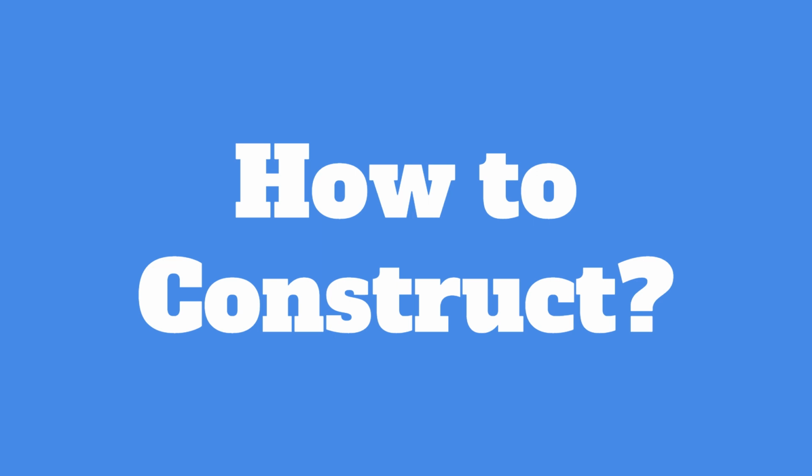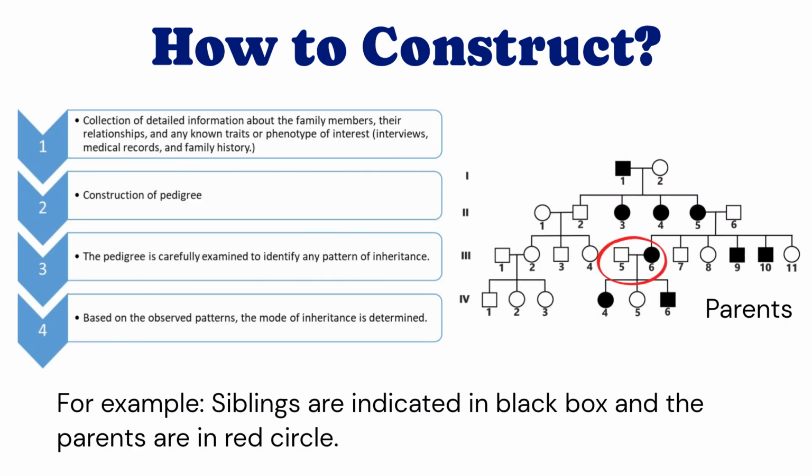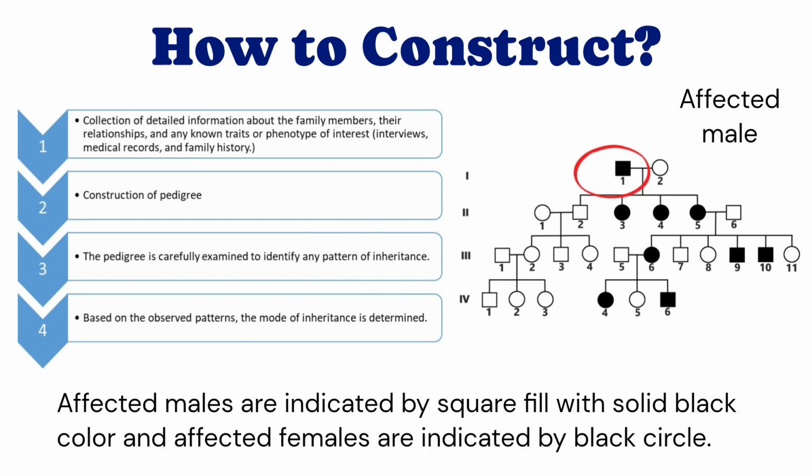Now let's check how a pedigree is constructed step by step. The first step is to collect detailed information about the family members, their relationships, and any known traits or phenotypes of interest. This information can be obtained through interviews, medical records, and family history. Using the gathered information, a pedigree is constructed. The pedigree diagram illustrates the family relationships and uses symbols to represent individuals, their gender, and their affected or unaffected status for the trait or condition of interest.